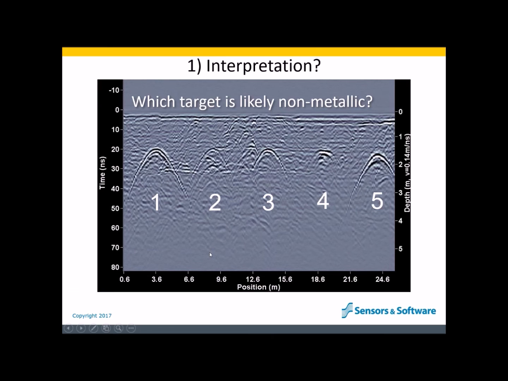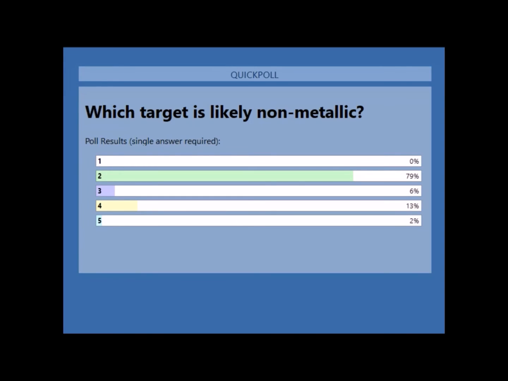Okay, question number 1. Of these 5 targets, which target is likely non-metallic? Now let me share the results with you. 79% of you picked number 2, 13% of you picked number 4, and 8% of you picked other ones. So let's talk about this one.